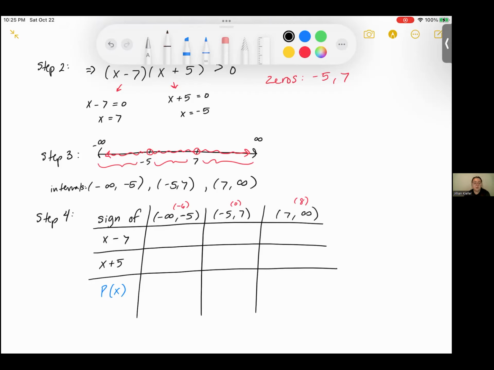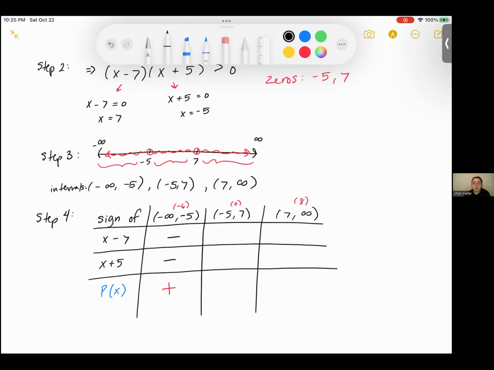Then we're going to use our test points to plug into our factors. So using -6, we would have -6 minus 7. That's a negative number. And then -6 plus 5. That's still going to be a negative number. So our polynomial p of x has a negative number times a negative number on the interval negative infinity to -5. And two negative numbers create a positive number. So p of x is positive on the interval negative infinity to -5.